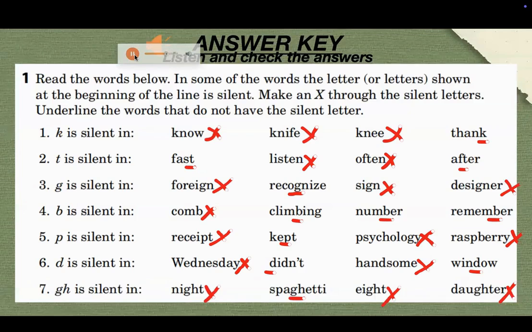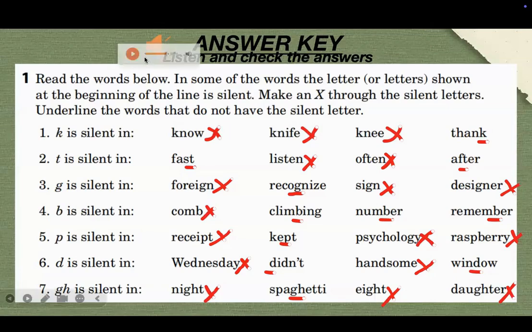6. Wednesday, didn't, handsome, window. Okay, so in number 6, we have the first word Wednesday. We have two letter Ds here, and the first letter D is silent in the word Wednesday. Next one, D is silent in the word handsome. However, D is not silent in the words didn't and window.